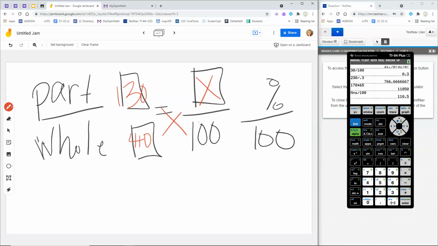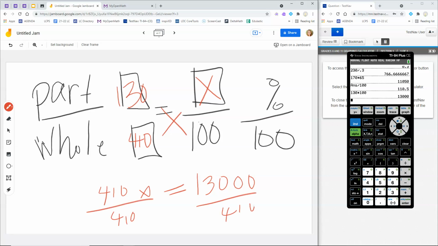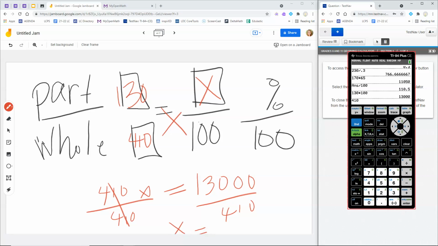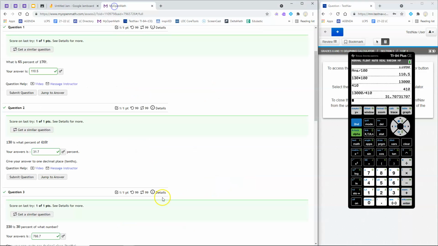Okay, so look for your x first. It's going to be 410x equals 130 times 100, which is 13,000. Okay, divide both sides by 410. And x is, oh goodness, 13,000 divided by 410 is 31.7. Isn't that what we got? Okay.